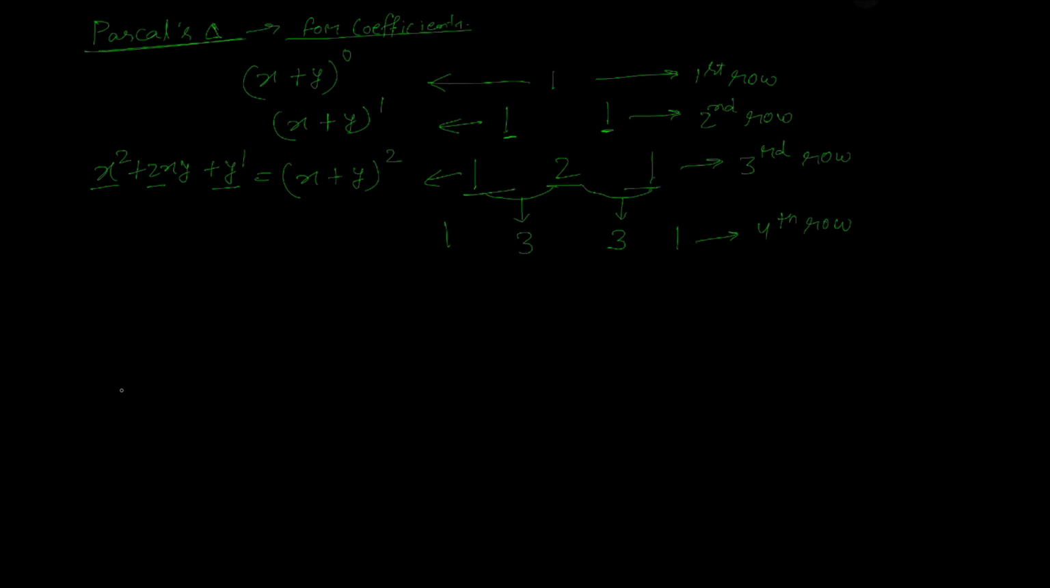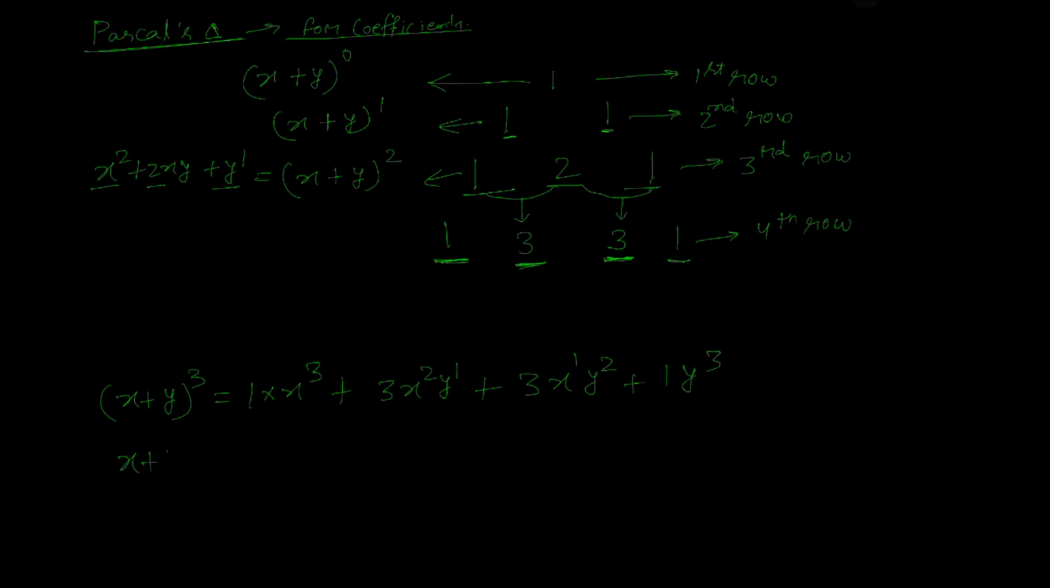So if I have x plus y whole cube, right? These will be the coefficients. We have already explained the variable powers, right? This 1 will come with x cube. This 3 will come with x to the power 2, y to the power 1. This 3 will come with x to the power 1, y to the power 2. And this 1 will come with y to the power 3, right?